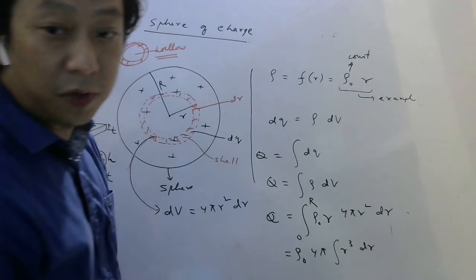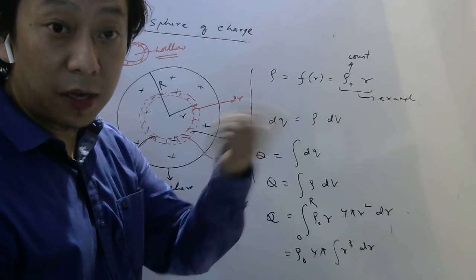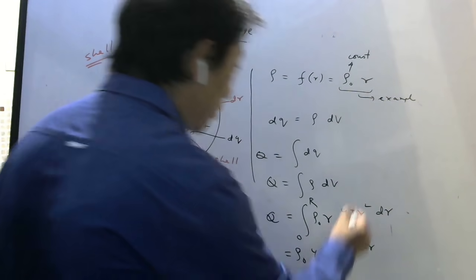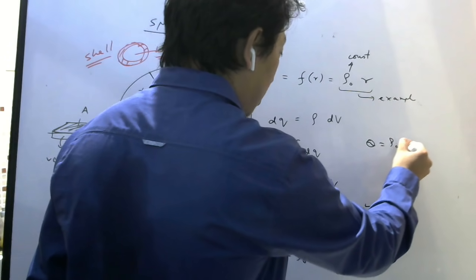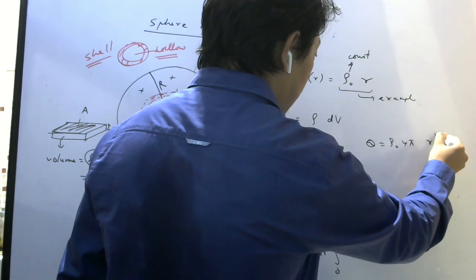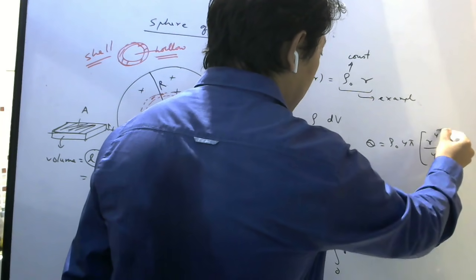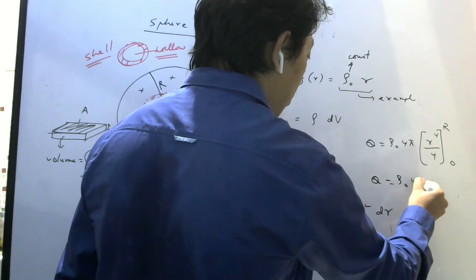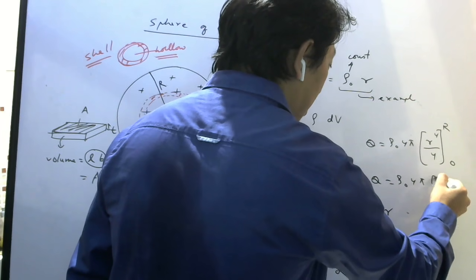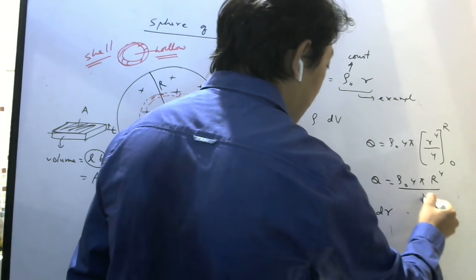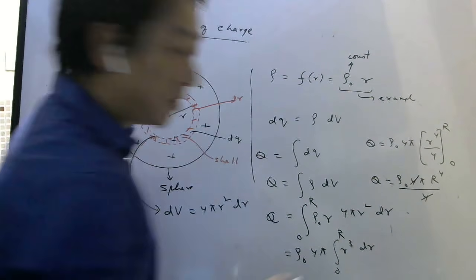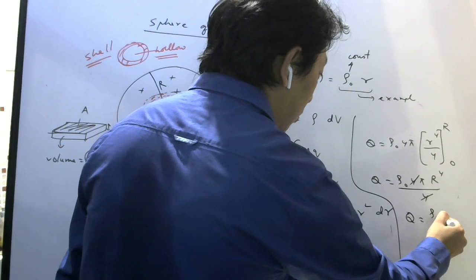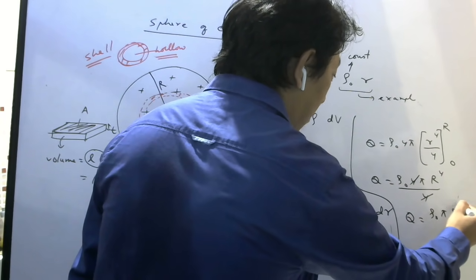Now what is the formula for integration of x power n? x power n plus 1 by n plus 1. This is r cube. So the total charge will be rho naught 4 pi r power 4 by 4. Upper limit is capital R, lower limit is 0. The last step is to put the upper limit here, so r power 4 by 4. Lower limit no need to put because it is 0. So what will be your total charge now? Total charge is rho naught pi r power 4.